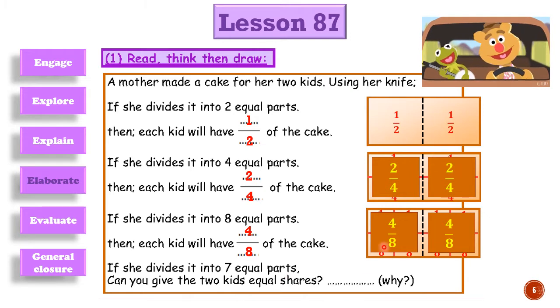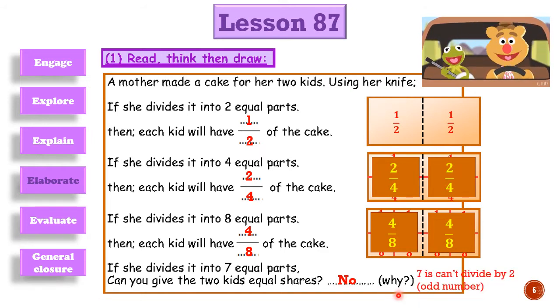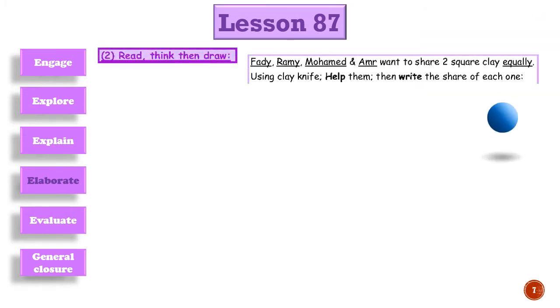Our notice here, if she divides it into 7 equal parts. If I divide this cake into 7 equal parts, can you give the 2 kids equal shares? Think a lot. Can 7 be divided equally among 2 kids? Yes or no? It's no. It can't be. Why can't it be? Because 7 can't be divided by 2, because it's an odd number. Okay, 7 is an odd number. Okay, good job.